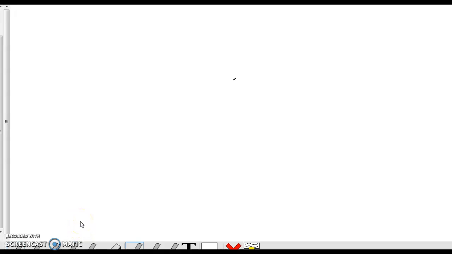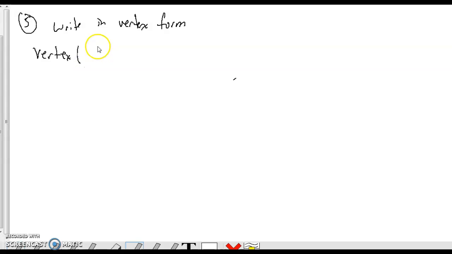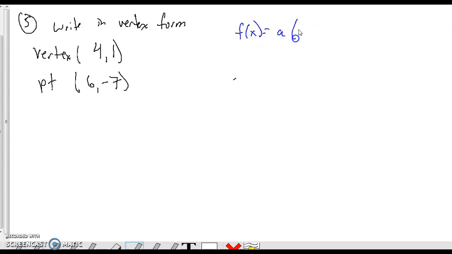Okay, in our final examples, we're going to write equations in vertex form, but we're going to do it from points. So write in vertex form from this point. If I give you the vertex, and the vertex is (4, 1), and then I tell you the point is (6, -7). So again, here's our vertex form. f(x) is equal to a(x - h)^2 + k.